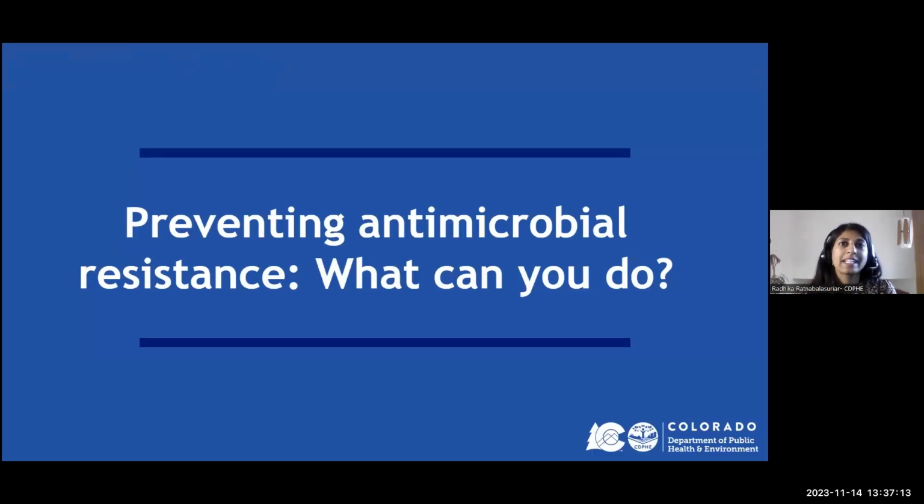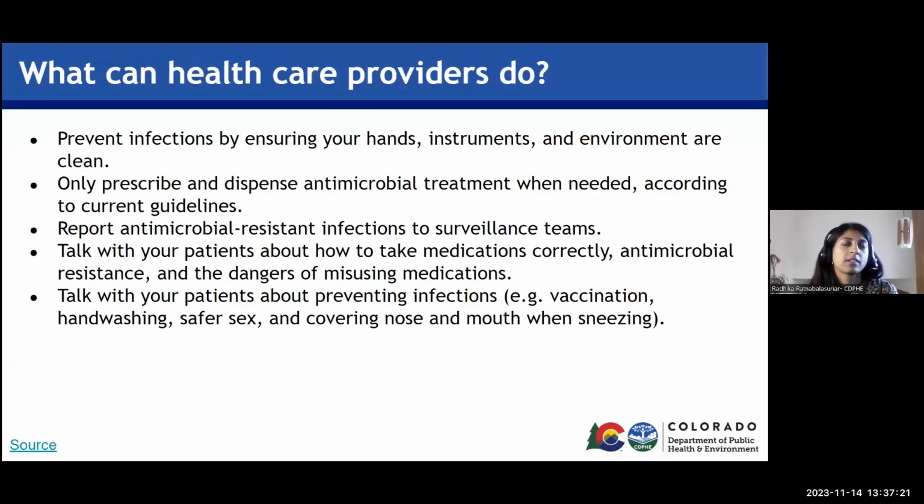So preventing antimicrobial resistance, what can we do? Next slide. So as healthcare providers, what can we do? Preventing infections can happen by ensuring your hands, instruments, and environment are clean. We also want to make sure that we only prescribe and dispense antimicrobial treatment when it's needed and according to the current guidelines. We should report antimicrobial resistant infections to surveillance teams so that we understand trends that are happening and can act early.